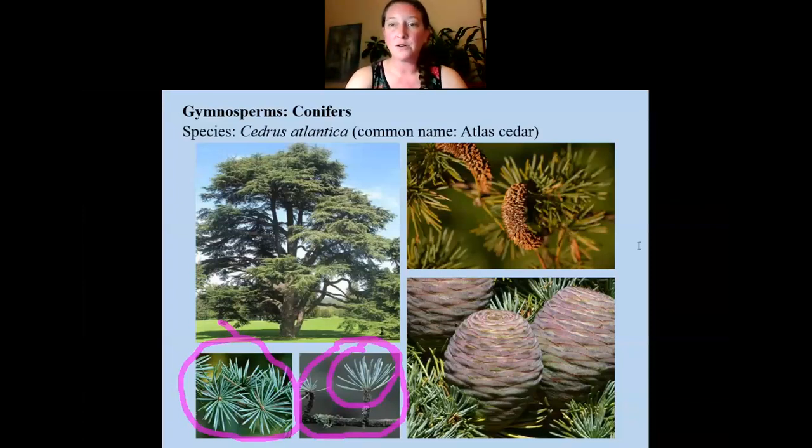A fascicle is a group of needles on a conifer. And in the case of Atlas cedar, their needles are grouped in a fascicle. So I have a question here. Does the bluish color change as they age, or is it consistent throughout its lifespan?